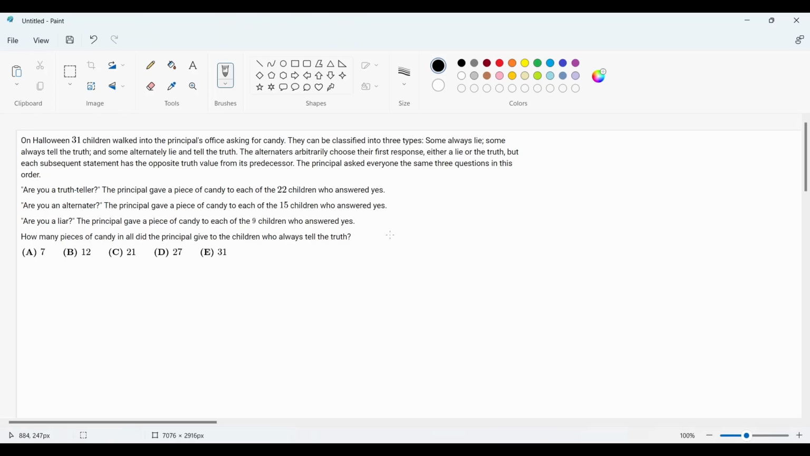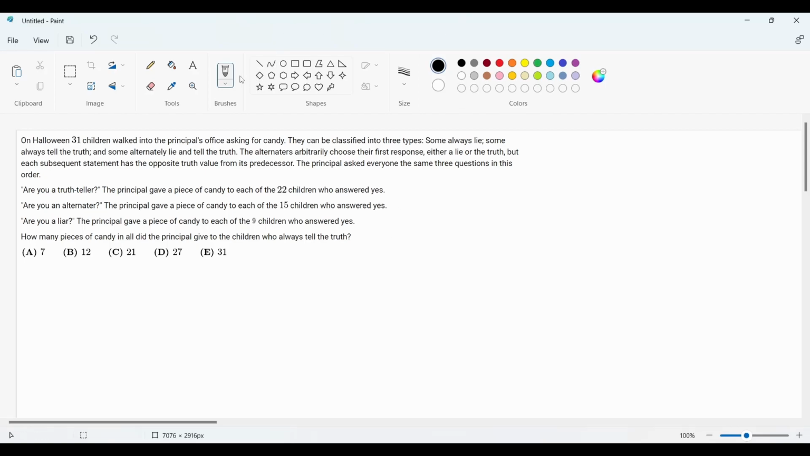The principal asked everyone the same 3 questions in this order. Are you a truth teller? The principal gave a piece of candy to each of the 22 children who answered yes. Are you an alternator? The principal gave a piece of candy to each of the 15 children who answered yes. Are you a liar? The principal gave a piece of candy to each of the 9 children who answered yes. How many pieces of candy in all did the principal give to the children who always tell the truth?